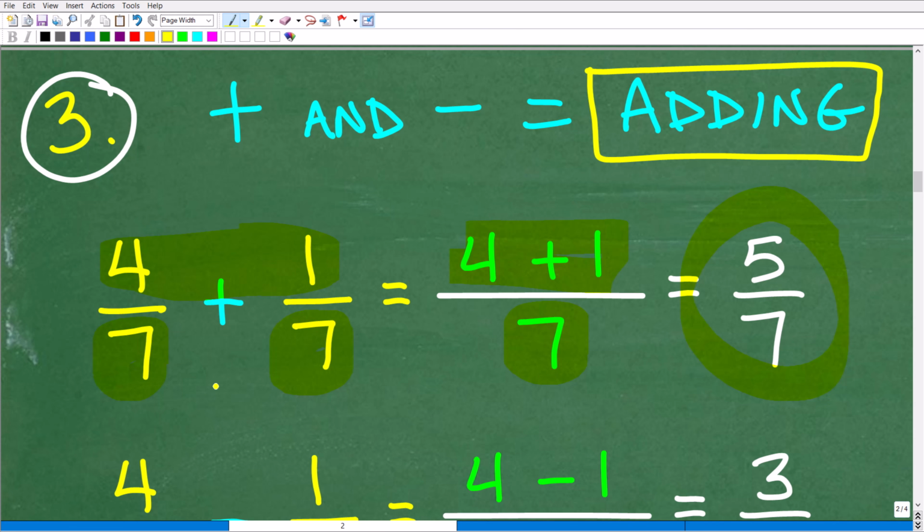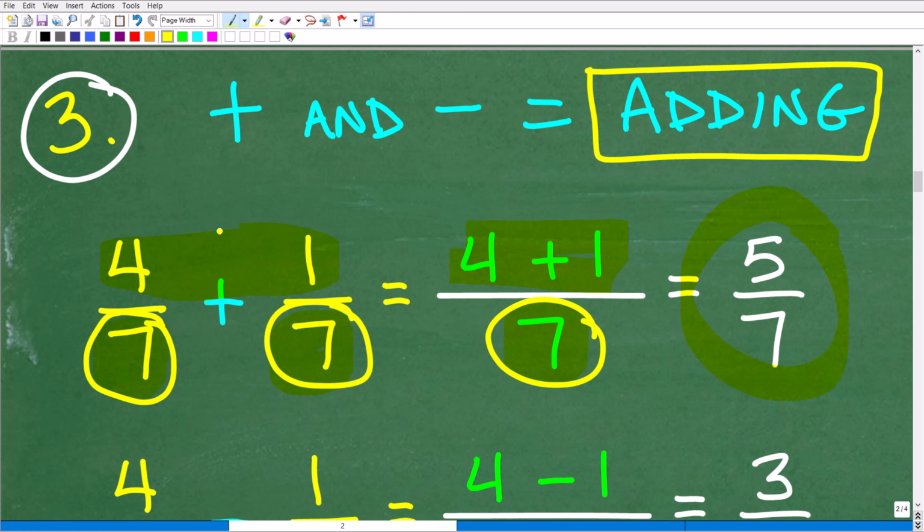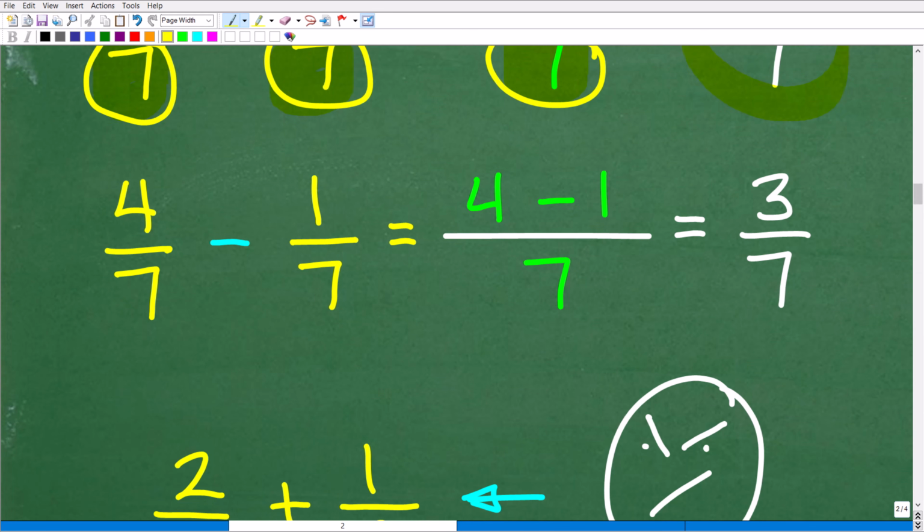So the first thing you want to check, in an addition or subtraction problem involving fractions, is the denominators. Okay, you've got to look to see, are these the same? If they are the same, i.e. common denominators, just write that denominator and perform that respective operation in the numerator. 4 plus 1, again, is going to be 5. So this is 5/7. Okay, so this works the same way with subtraction.